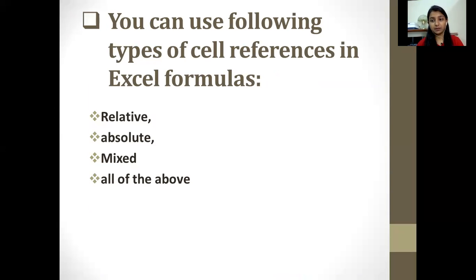So the answer would be all of the above. In the previous class, we learned about absolute and relative cell references, where we did both of these types, that is relative and absolute. Also about mixed references, which means these are all types of cell references. So we would consider it as all of the above. So all of the above would be the right answer.